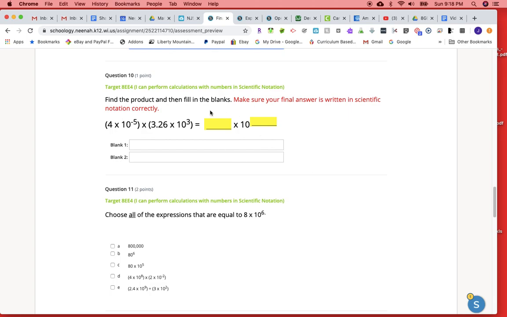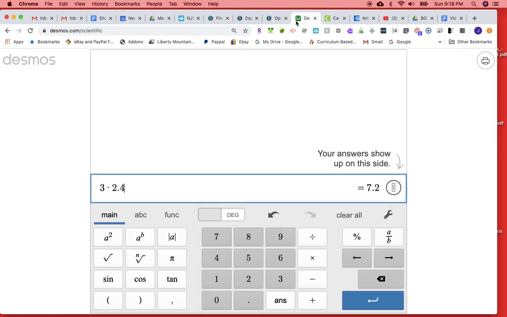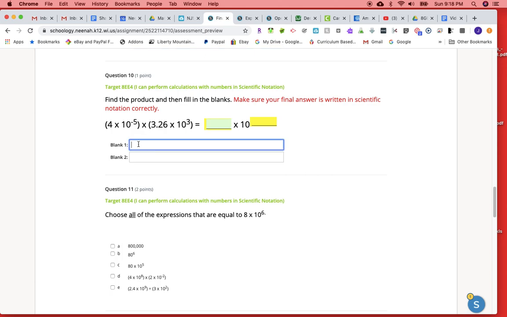Another multiplication problem. So we're going to multiply 4 times 3.26. That'll be the very first thing. 4 times 3.26. So go back to Desmos. 4 times 3.26 is 13.04. Sound right? 13.04.